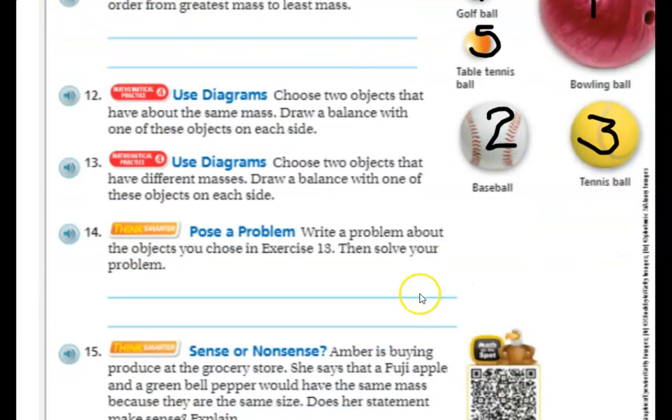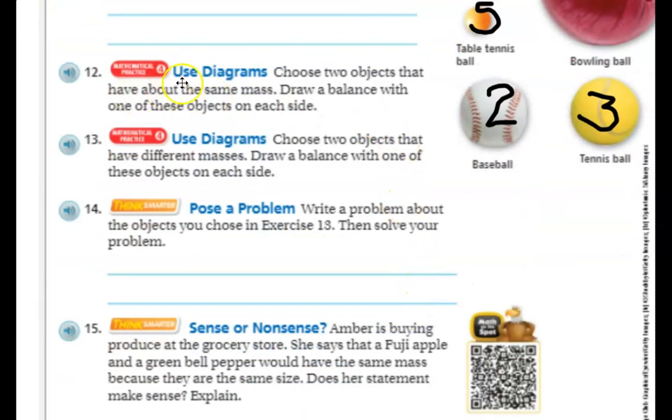All right, so then it goes on and says choose 2 objects that have the same mass. Draw the balance of the objects on each side. Okay. Then use diagrams. Choose 2 objects that have different masses. Draw the balance of these. So this would be something you could do at home. So you might want to choose a fork and a spoon, and they would balance. Then 2 objects that have different masses. Maybe you would do a fork and a glass because they would have different masses, different weights.